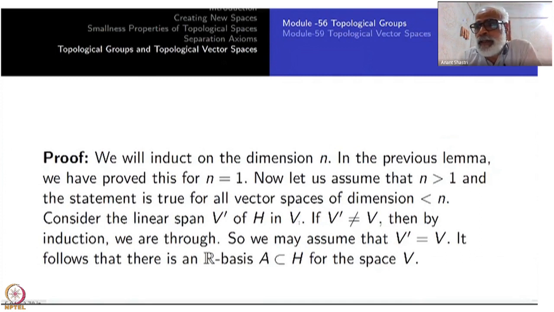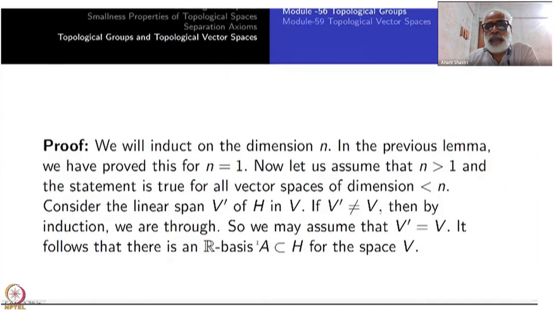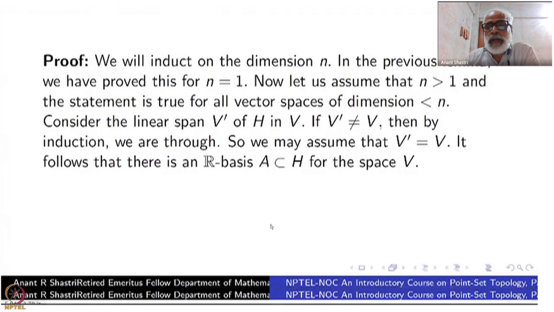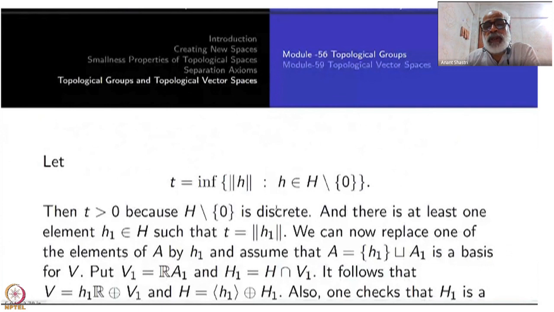Any generating set will admit a subset which is linearly independent, maximal. That means a basis. At least this is true very easily for a finite dimensional vector space. So that is one piece of linear algebra I'm using now. It follows that there is an R basis A contained inside H for the space V. What is V? V is V prime, the span of H. I could have made an elaborate statement in the theorem itself, but even this step will be useful to you, so you should remember the proof here rather than just the final statement.